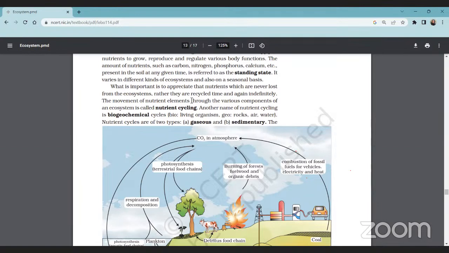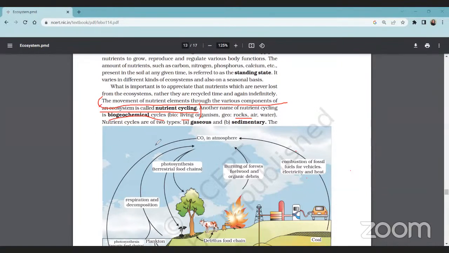The movement of nutrient elements through the various components of the ecosystem is called nutrient cycling. Another name for nutrient cycling is biogeochemical cycles. Bio means living organisms, and geo means rocks, air, and water.